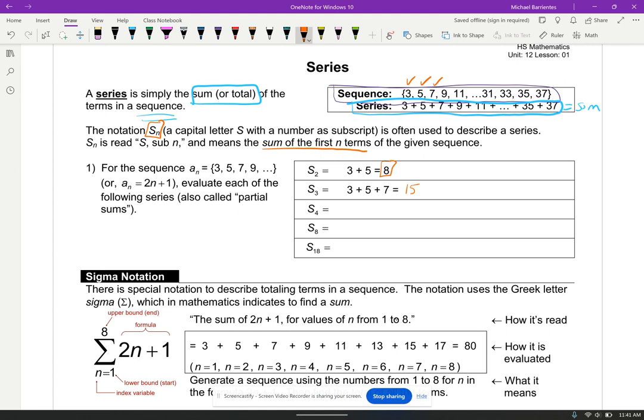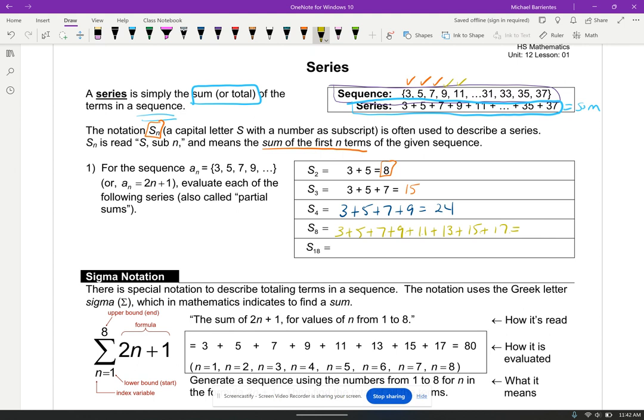S sub 4 would be 3 plus 5 plus 7 plus 9. And if you add those together, you'll get 24. S sub 8 would be 3 plus 5 plus 7 plus 9, and I have to go all the way to the 8th term, right? I have 5 terms showing, but I have to start from the first term, second, third, fourth, fifth, all the way to the 8th term. So I add another 2, and I'll get 13. Add another 2, I'll get 15. Add another 2, I'll get 17. I think that would be 8 terms: 1, 2, 3, 4, 5, 6, 7, 8.